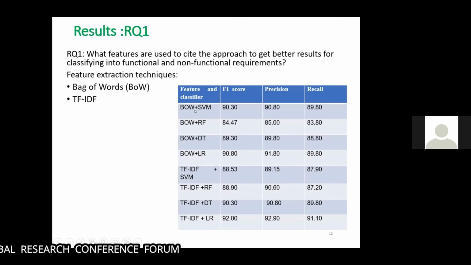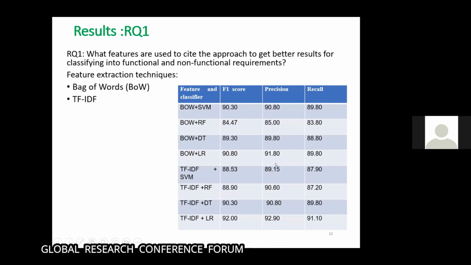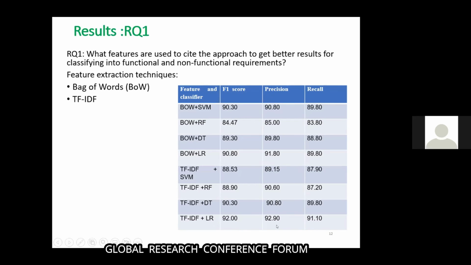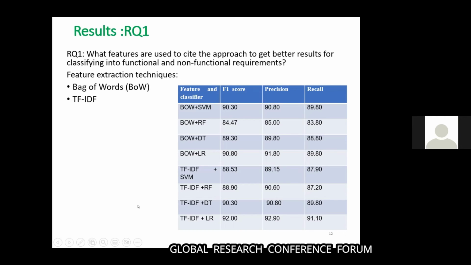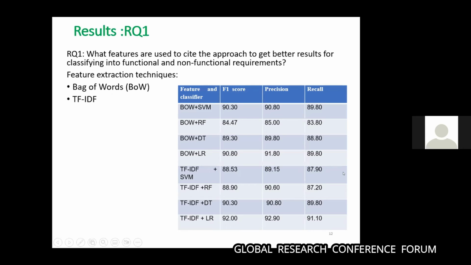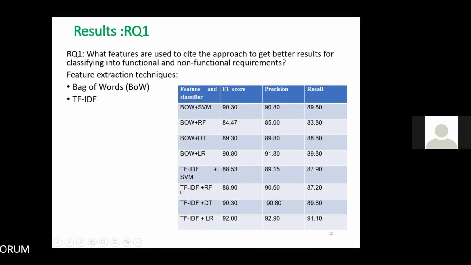When we combine these features with the specific classifiers, SVM, RF, DT, and LR, we are able to see this result. And from this result, we can conclude that logistic regression with both vectorization techniques is performing better than the SVM, RF, and DT. So this will help the researchers who want to proceed with a specific classifier with this listed set of feature extraction techniques. They are able to understand the accuracy, score, precision, and recall from these results.